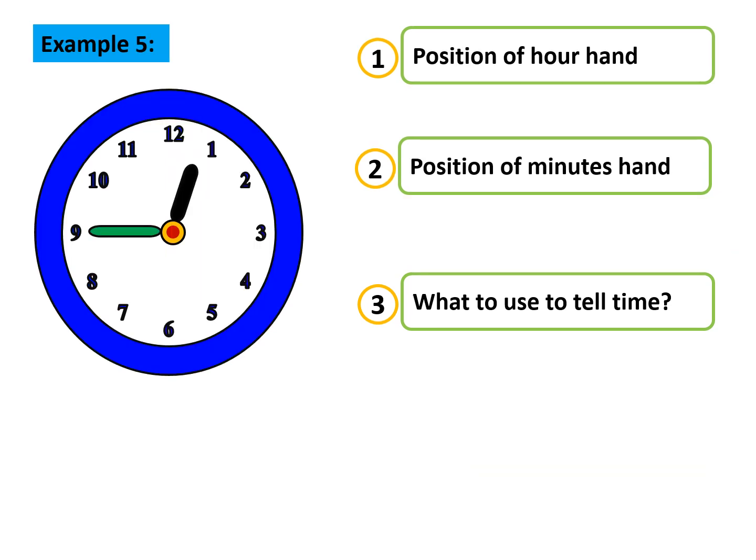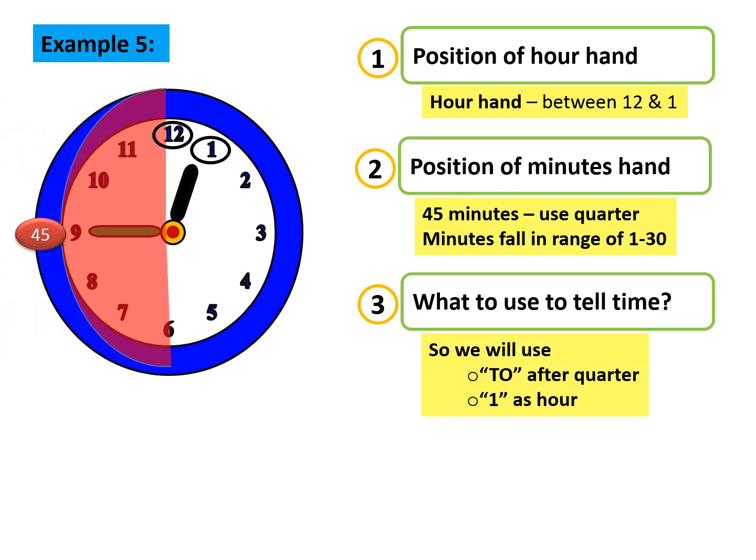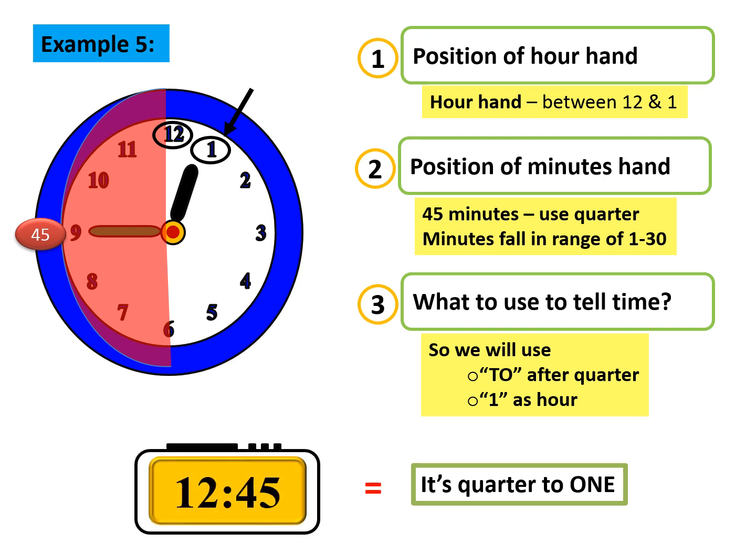Here in the clock, the hour hand is between 12 and 1. The minute hand is on 45 minutes. So use quarter instead of telling 45 minutes. And as the minutes fall in the range of 31 to 59, use to after the quarter and 1 as the hour. Why 1 hour? Because we are using to after the minutes. So the time is quarter to 1, means 15 minutes remaining to complete 1 hour. And in the digital format, it will be 12 hour and 45 minutes.